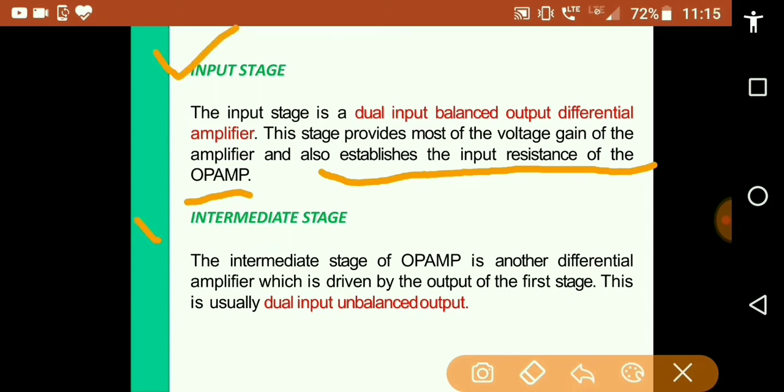Now second stage is intermediate stage. The intermediate stage of operational amplifier is another differential amplifier which is driven by the output of the first stage, and this is usually dual input unbalanced output. So this is the intermediate stage.